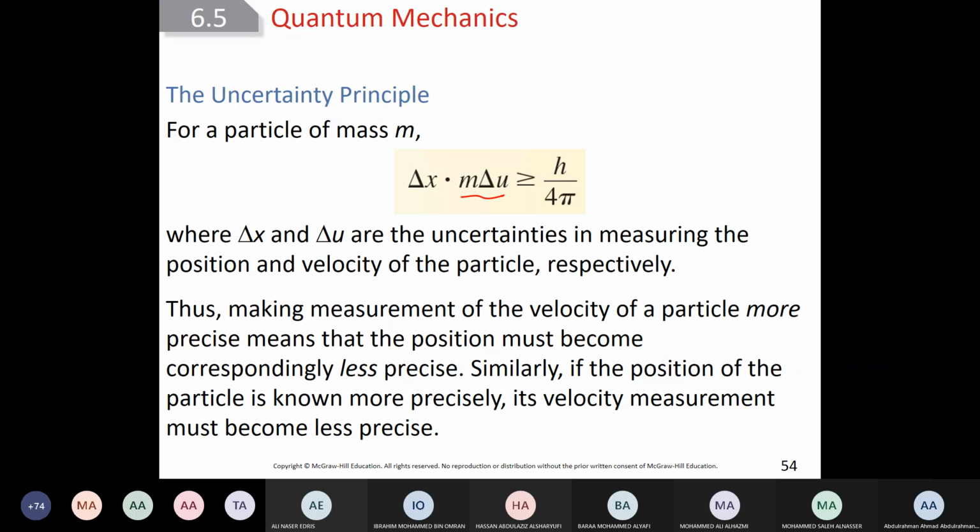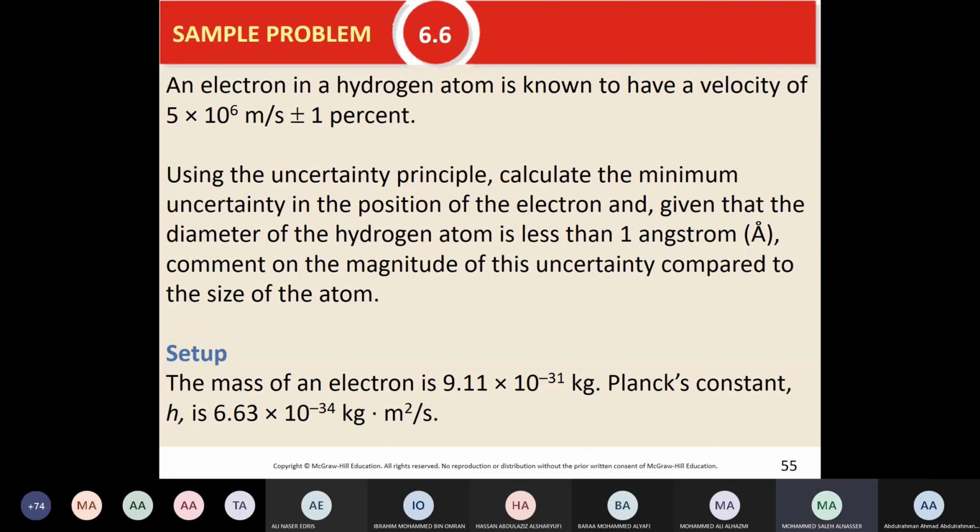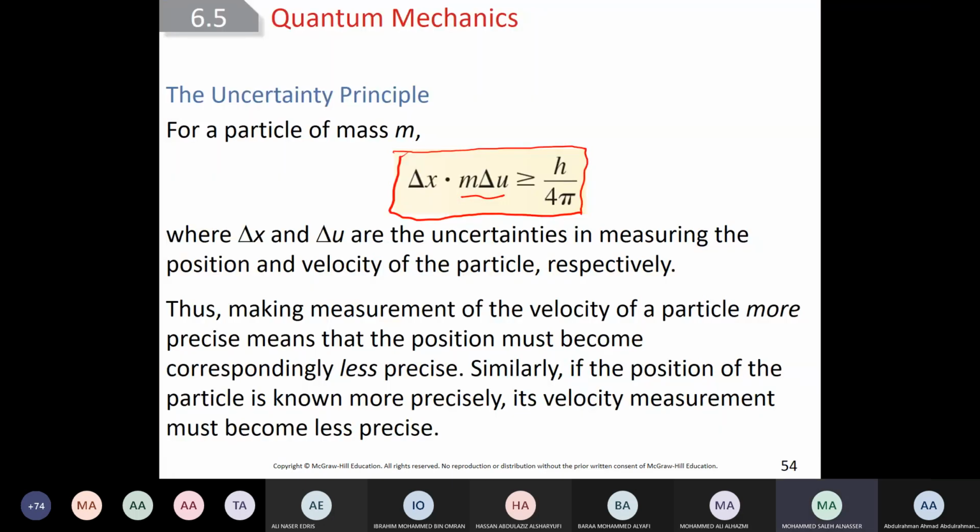All I want you to know is to write this equation. We will solve a problem right away using it. That's all I want you to know about the uncertainty principle. Doctor, will it not be in the final or the midterm? Of course, it is in the final. It's a very important equation. I'm almost 100% sure you'll see it in the final. Memorize this equation; I can tell you there will be a question about it in the final.